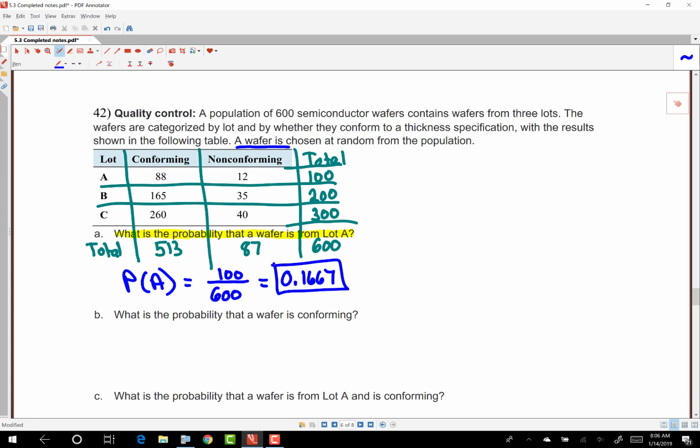Okay, what is the probability that the wafer is conforming? Well, again, we're not given any conditions, so our bottom number is going to be 600. And then how many are conforming out of the 600? Well, that's our total for conforming. That's 513. So that decimal will be 513 divided by 600, which is 0.855. And it divides, you don't have to round. That goes in evenly.